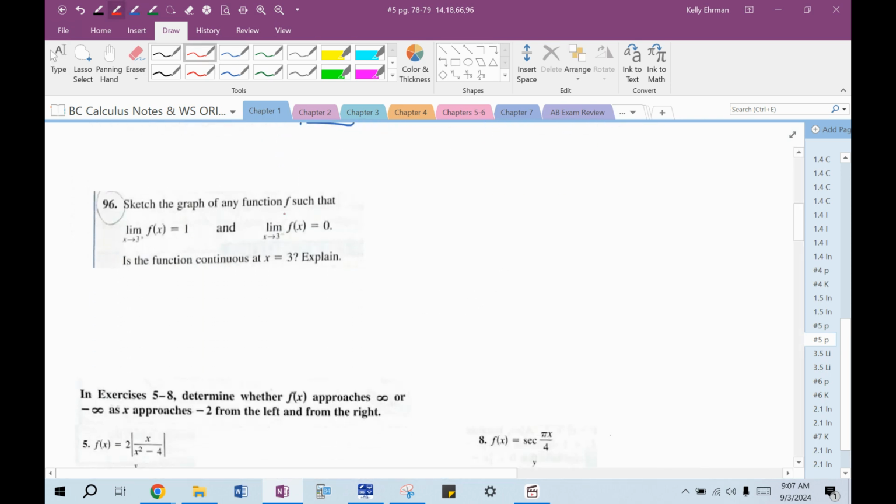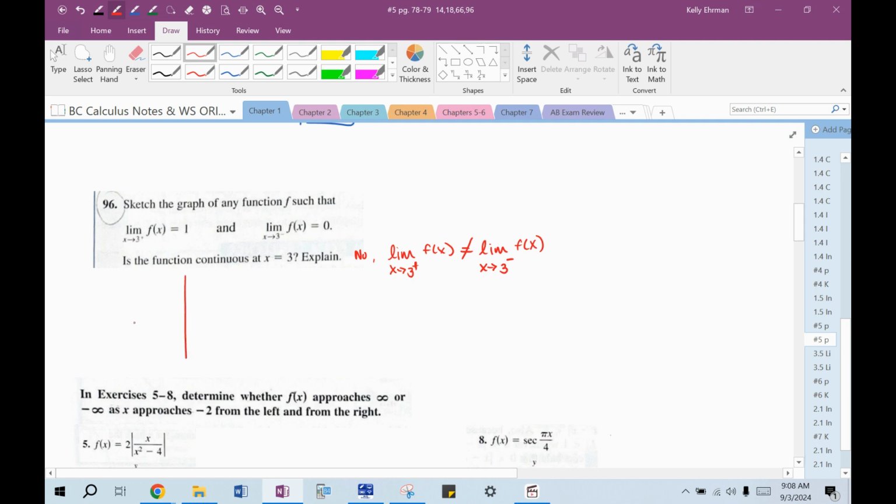Sketch the graph of any function such that the limit as x approaches 3 from the right is 1, and the limit as x approaches -3 from the left is equal to 0. Is this function continuous? Without sketching the graph, I should be able to say no, because the limit as x approaches 3 on the right of f of x is not equal to the limit as x approaches 3 on the left of f of x. Or you could also just say no, because the limit as x approaches 3 does not exist. And if the limit doesn't exist, then the function can't be continuous.